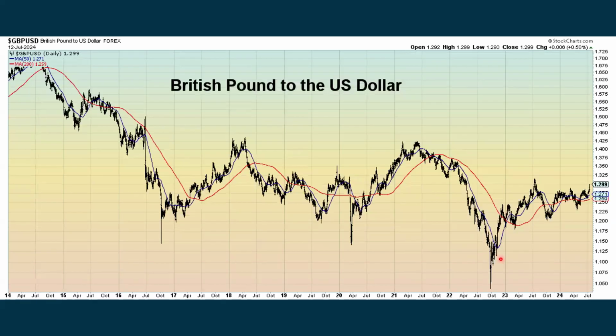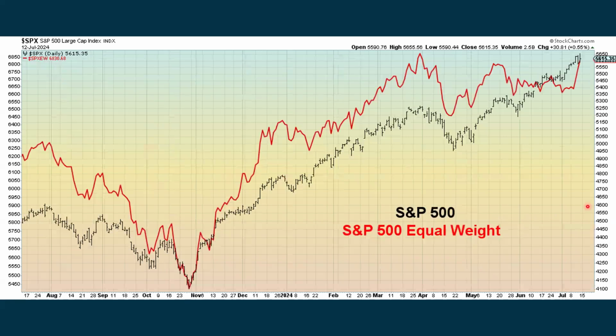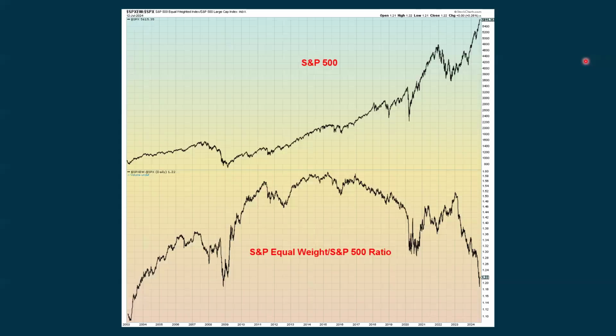Here's the British pound compared to the US dollar, which is in an uptrend and outperforming. And then we look at the equal weight versus the S&P 500 weighted index. And this had been underperforming, but it's showing an awful lot of improvement now as we're seeing more broad market participation in Thursday and Friday's sessions. We saw a lot of improvement in those areas. Even though the S&P was down on Thursday, we saw some really positive things developing in Thursday's session that also carried over into Friday's session.